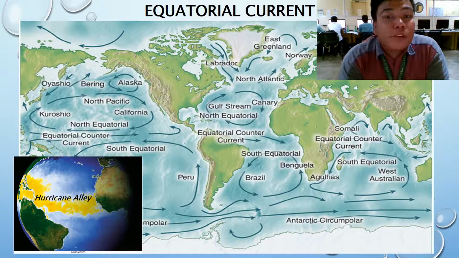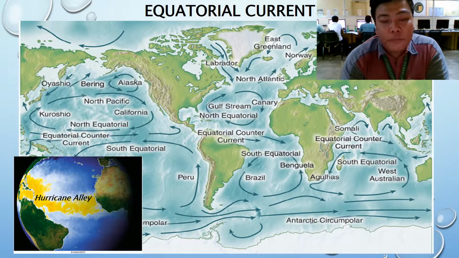Next is the equatorial current. These are weak and seasonal, and they return some of the warm waters which flow eastward. These equatorial currents may play a role in the formation of hurricanes. So if you could see the image at the left, that is a satellite image of a hurricane alley formed at the equatorial region of the globe.